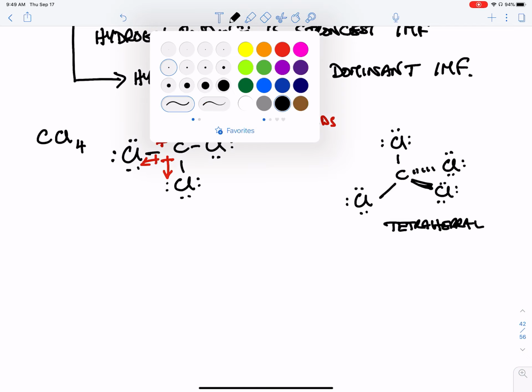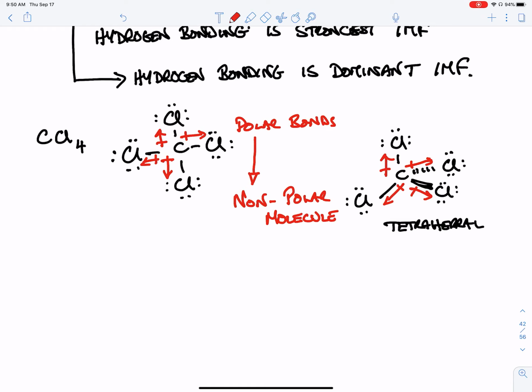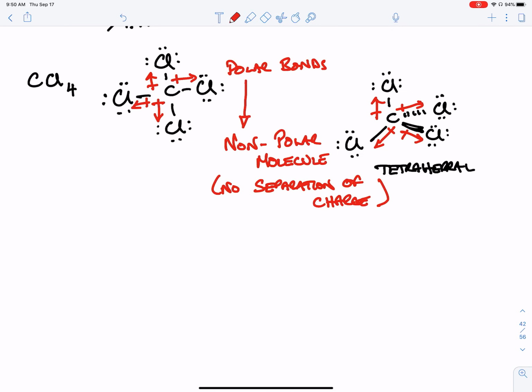And each one of those bonds is pulling electrons away from the central carbon. And because it's a symmetrical molecule, as a tetrahedron, it's pulling those electrons away all at similar rates or at similar strengths. And so even though we have polar bonds, we actually have, in this case, a non-polar molecule, because there's no separation of charge. And in order to have a polar molecule, you need to have a separation of charge. And because of that, we have a non-polar molecule.